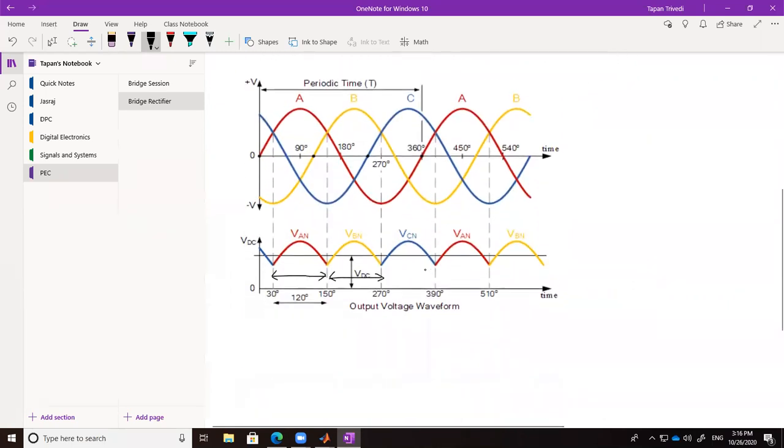Fine. So this way, we will get some output of the three-phase bridge rectifier. Fine. Do you have any query or any confusion related to this? We will do some analytical study related to this later on. Okay.